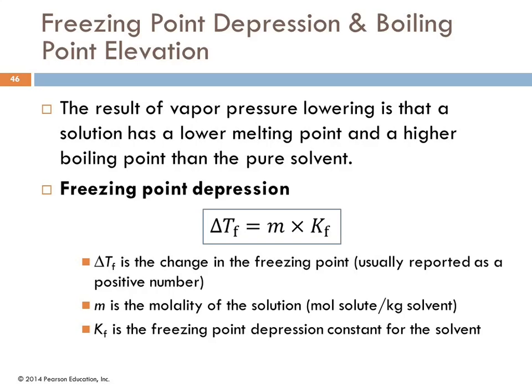Freezing point depression can be described by this equation. The change in the freezing point, and that's generally reported as a positive number, even though we know that it's going down, but we report it as a positive number, is equal to the molality of the solution. Remember, molality is moles of solute per kilogram of solvent, times a constant. That constant is going to be different for each solvent. So a relatively simple equation.